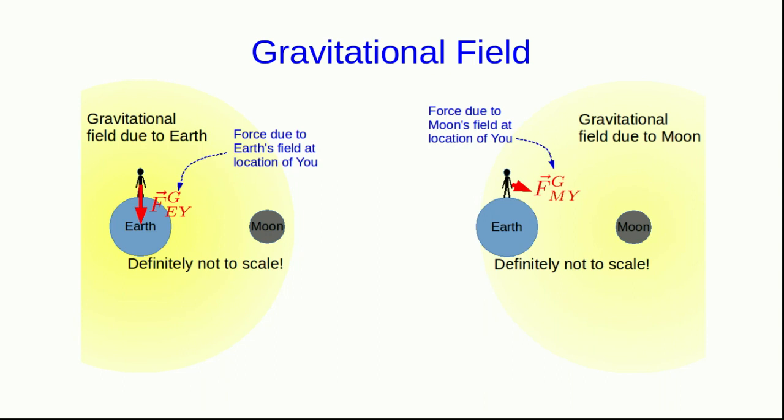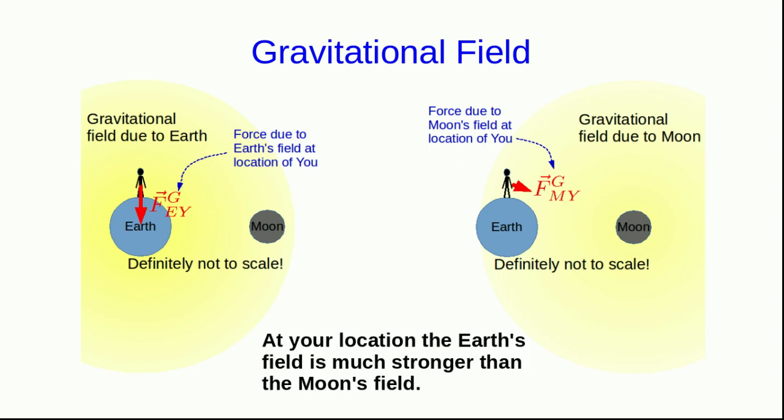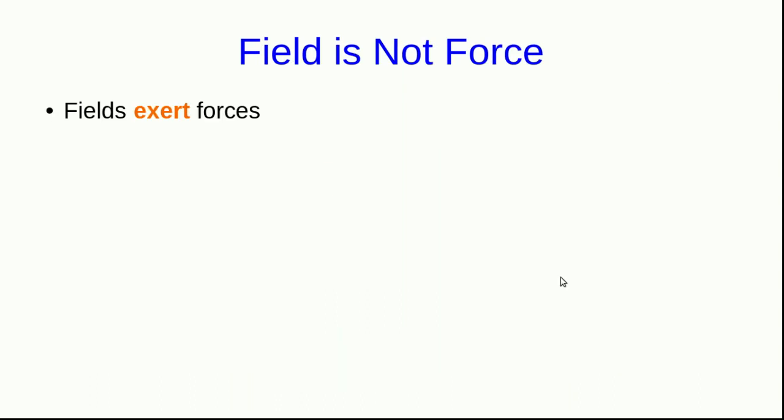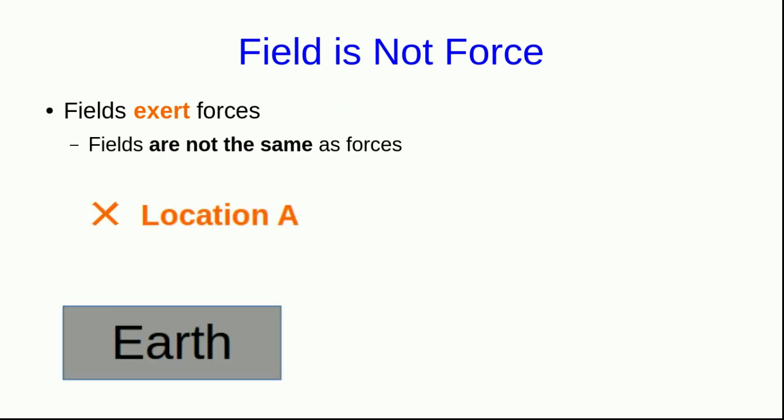There's also a much smaller gravitational force exerted on you by the moon, so small you never notice it, and it is due to the value of the moon's field at your location. Note that we say then that at your location the Earth's field is much stronger than the moon's field, because the Earth is exerting a much stronger force on you. I want to head off a source of confusion, though, right away. Fields exert forces, but fields are not the same as forces, and in particular, they aren't measured in the same units as forces.